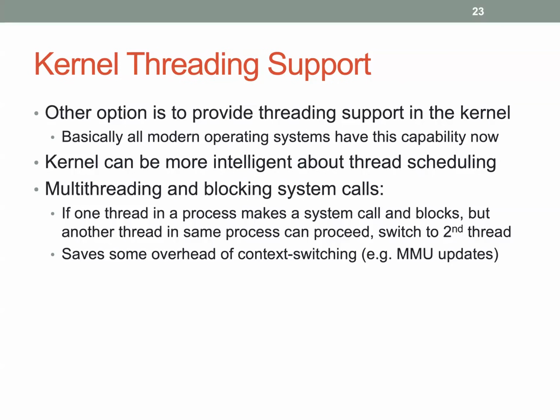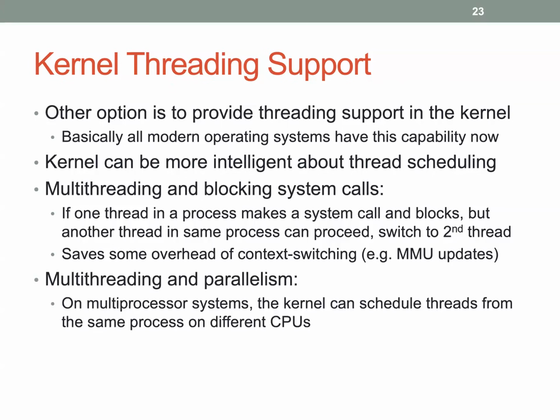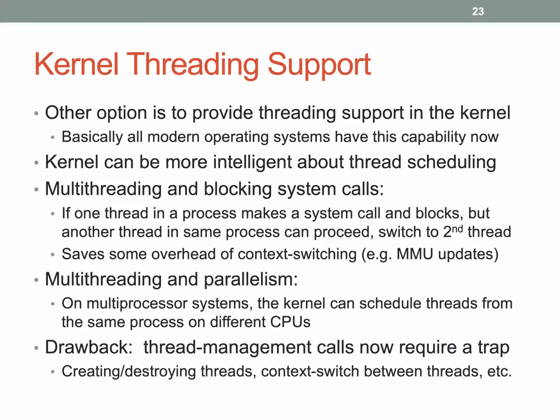I don't have to change the address mapping. I don't have to worry. In fact, I gain a benefit of anything in the hardware caches for that process by context switching to another thread. Okay. On a multiprocessor system, kernel threading support means that a process that wants to take advantage of multiple cores can do that because the kernel can schedule multiple compute-intensive threads on different processors. So you start getting a lot of benefits.